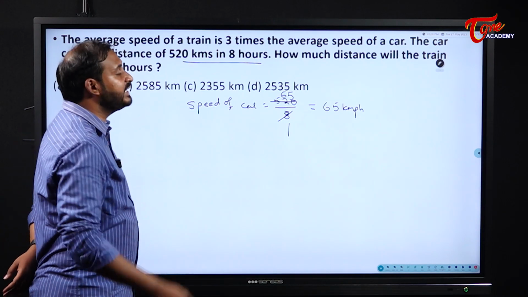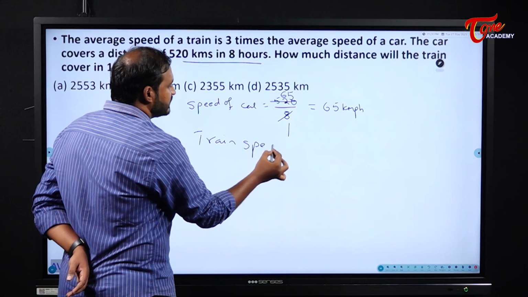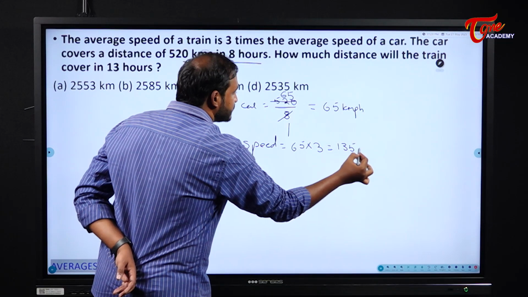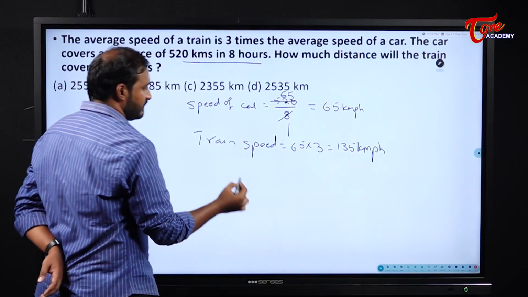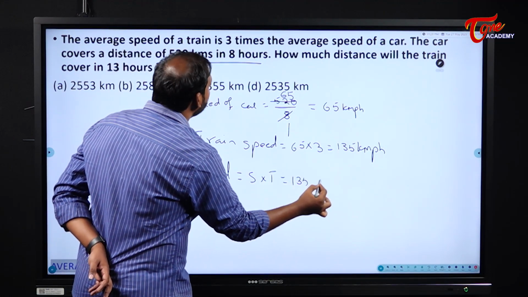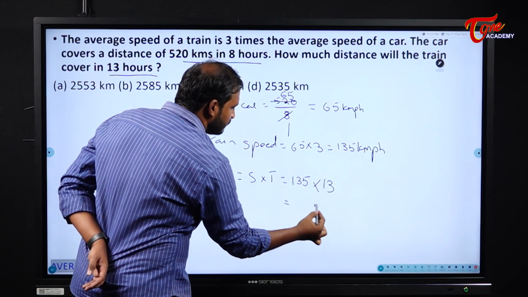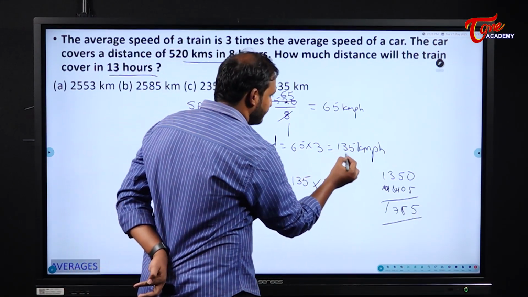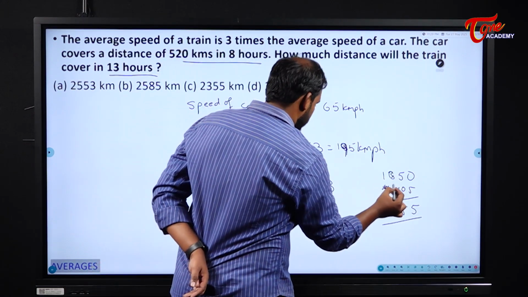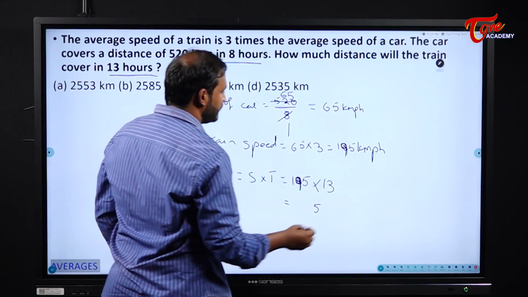The train speed is 3 times the average. So what will the train speed become in this case? 65 into 3. This will become 195 kmph. And they are asking us in 13 hours. Distance is equal to what? Speed into time. That is 195 into, what is the time? 13 hours. 195 into 13.